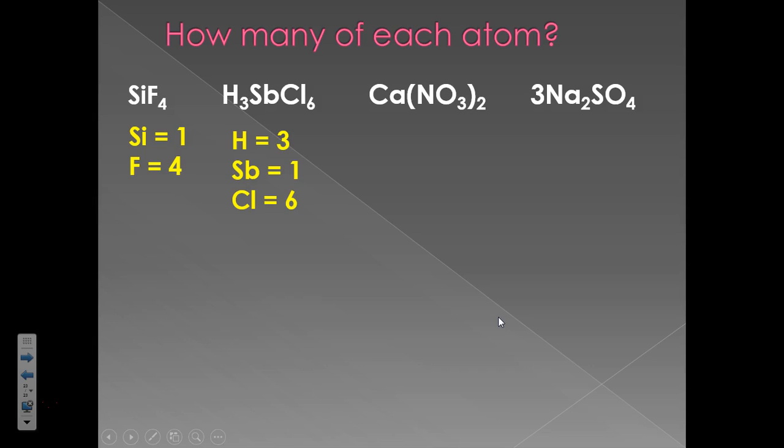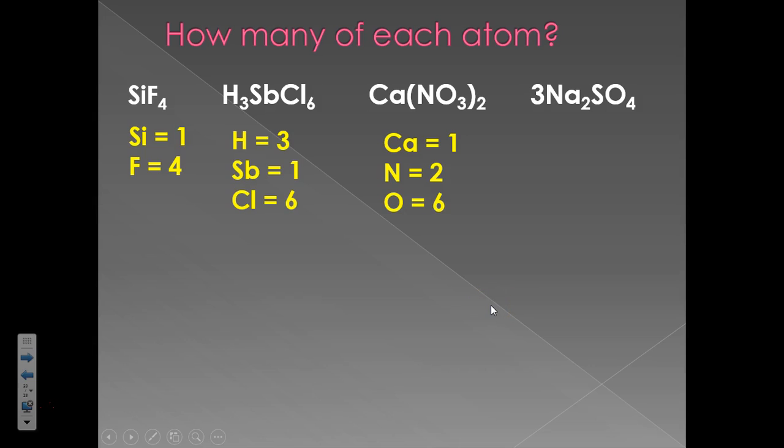This next one is getting a little bit trickier because we have this set of parentheses and then a subscript of 2 below. The subscript of 2 is applying to everything within the parentheses. So what this says is we have a calcium here up front, one calcium, but then we have two nitrates. And if we have two nitrates, two of these NO3s, that means we have two nitrogens and 6 oxygens.